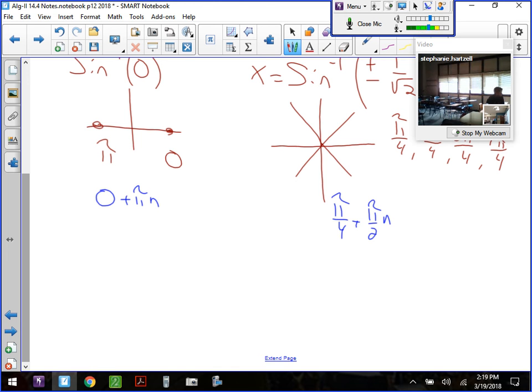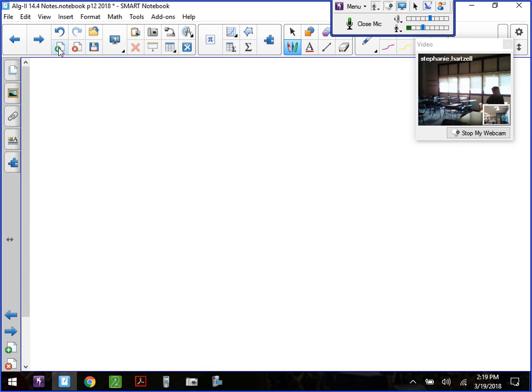Go back to the first page of this, not the 14.4 one. Flip it over, and I want to show you a little trick that they do sometimes on number 17. It's actually fairly simple to see how it works.